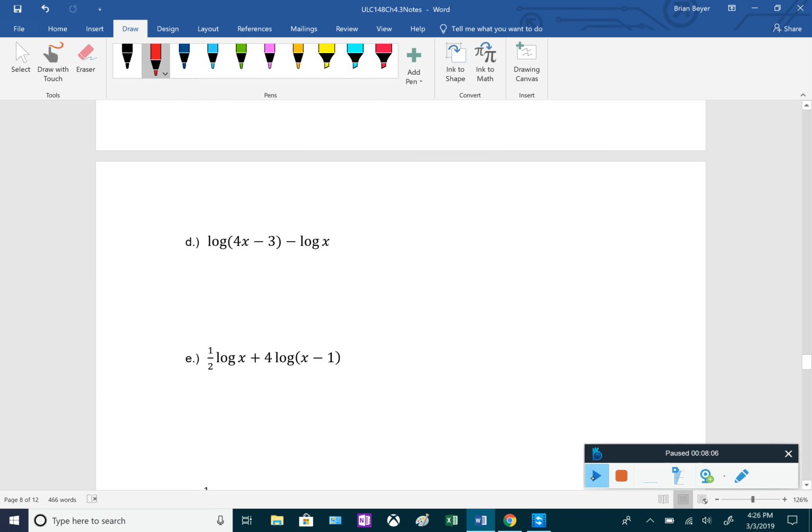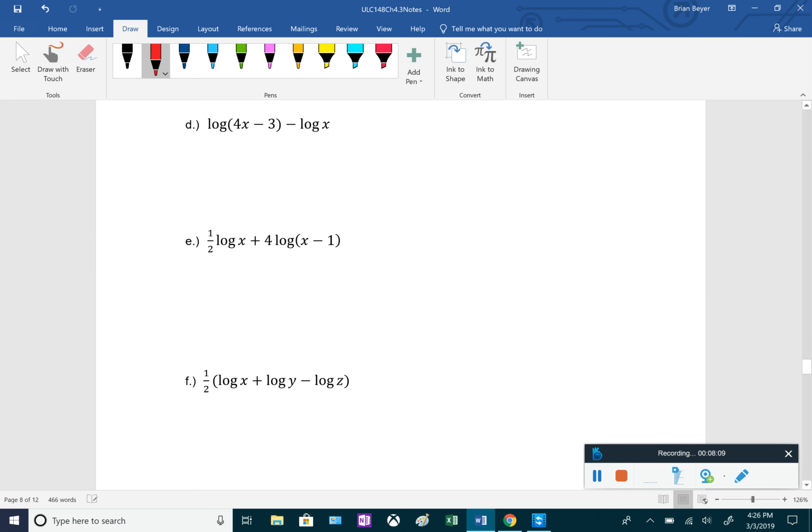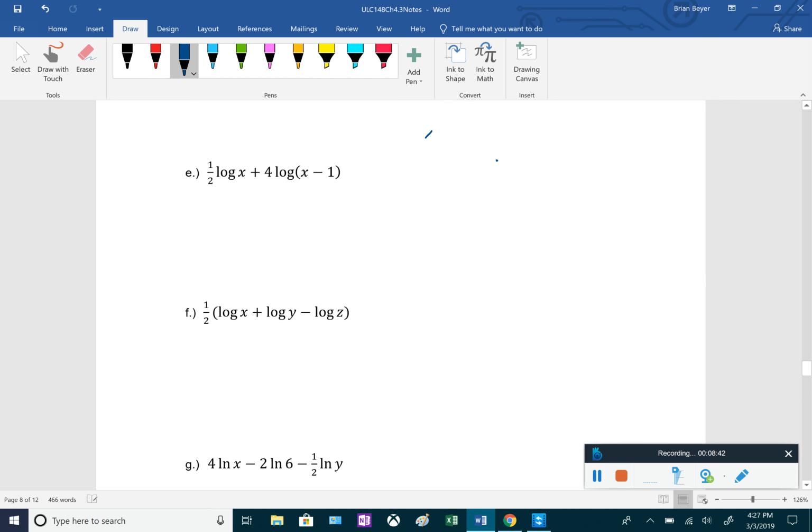Okay. So log of 4x minus 3 minus log of x. So we have 2 logs here. 4x minus 3 is one thing. So combining these into 1 log, we have subtraction, so it's going to be quotient rule. So the 4x minus 3 is going to be in the numerator. And then the x is in the denominator because the x was negative out front. Okay, and the next one.